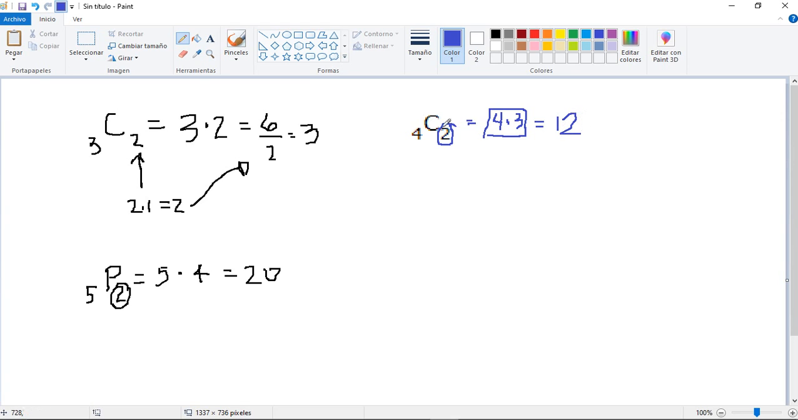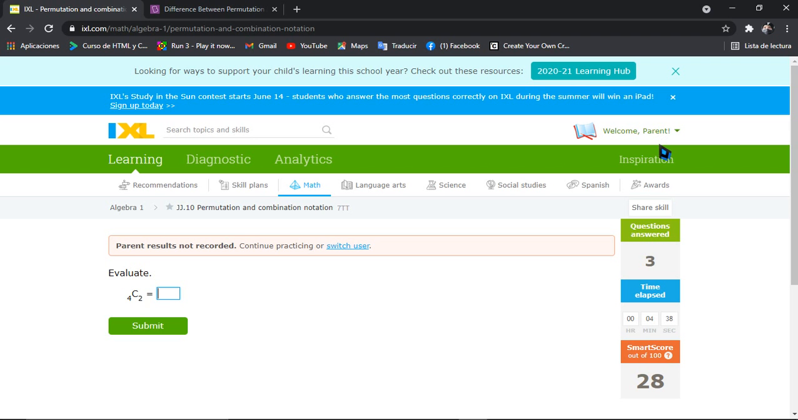And then, because this is a combination, I need to divide. Divide by how much? By the factorial of the smallest number. The factorial of the smallest number is, in this case, 2 times 1 equals 2. So I need to divide by 2. And the answer is 6. Okay? There is another permutation. So it is 4 times 3 times 2 equals 24. This is only 2.